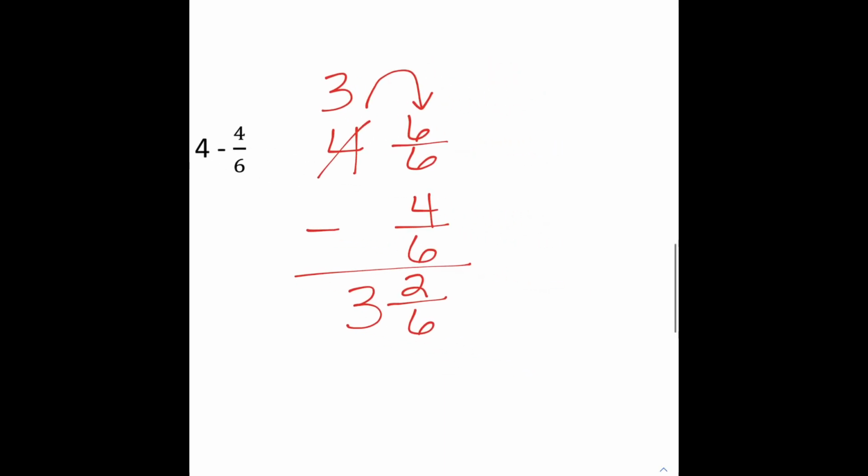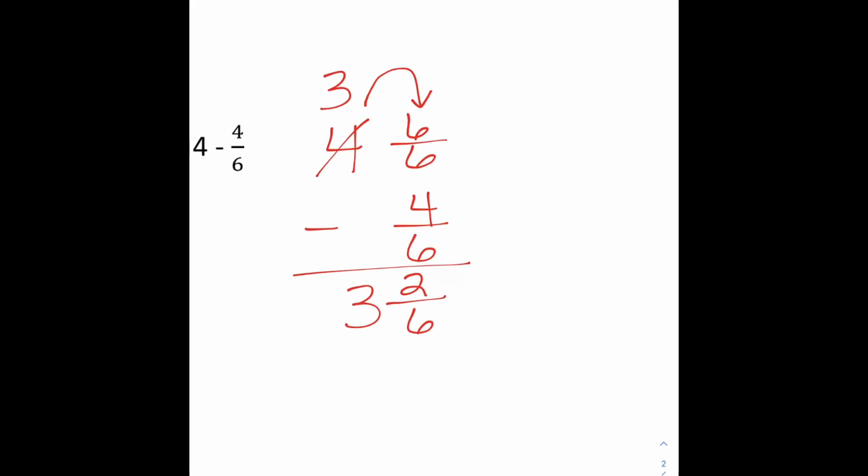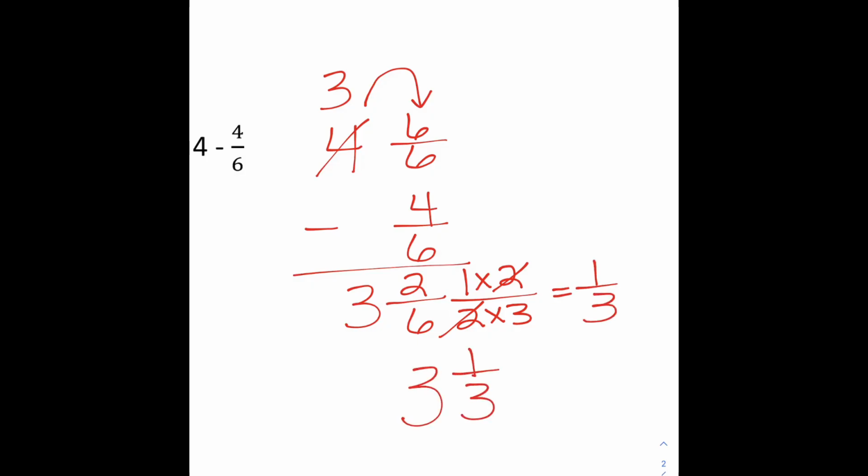Then we have to make sure our fraction is simplified. So 2 is 1 times 2. And 6 is 2 times 3. We can cross off these 2's, and we're left with 1/3. 3 was our whole, 1/3 is our new fraction.